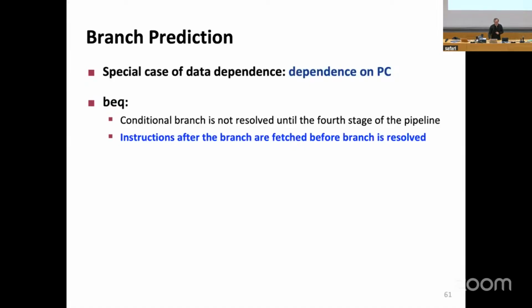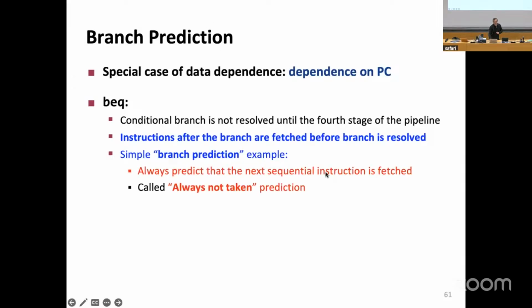Instructions after the branch are fetched before the branch is resolved. So we kind of implicitly speculated. Essentially, we fetch instructions into the pipeline without knowing that we should really have fetched them, right? So this is a simple branch prediction example.